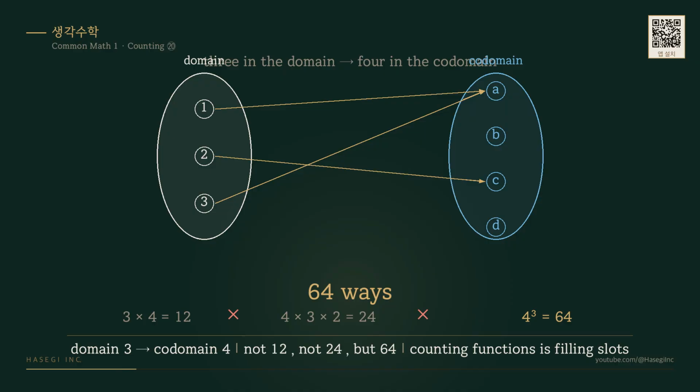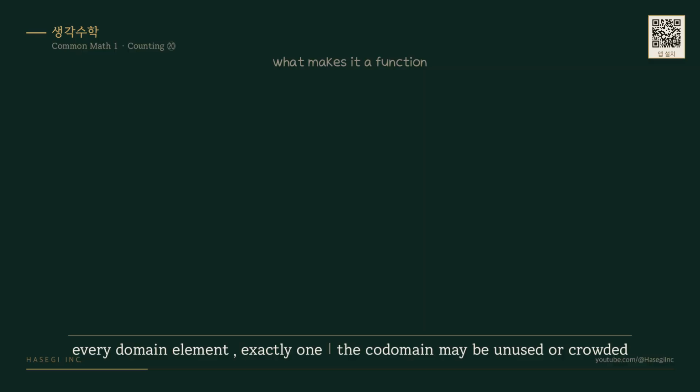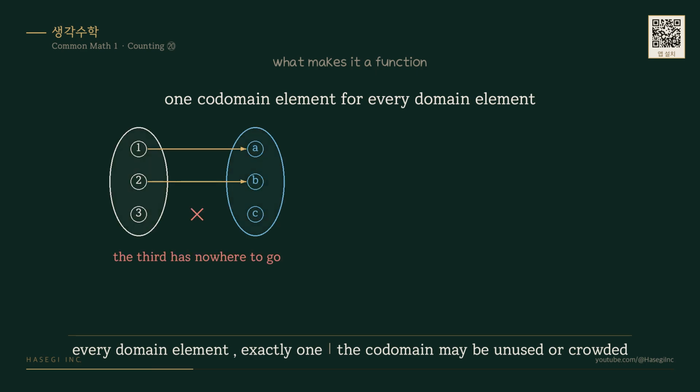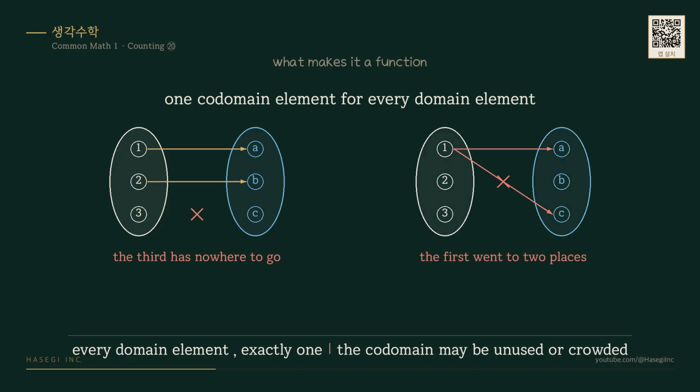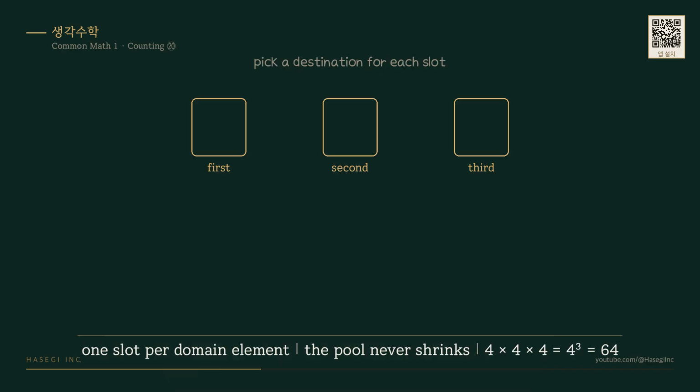of filling slots. First, let us be precise about what a function is. A function pairs every element of the domain with exactly one element of the codomain. There are only 2 things to respect. Nothing may be left out, and no element may go to 2 places at once. The codomain, on the other hand, is free. An element may receive nothing at all, and several may crowd on to one. Now let us settle them one at a time.